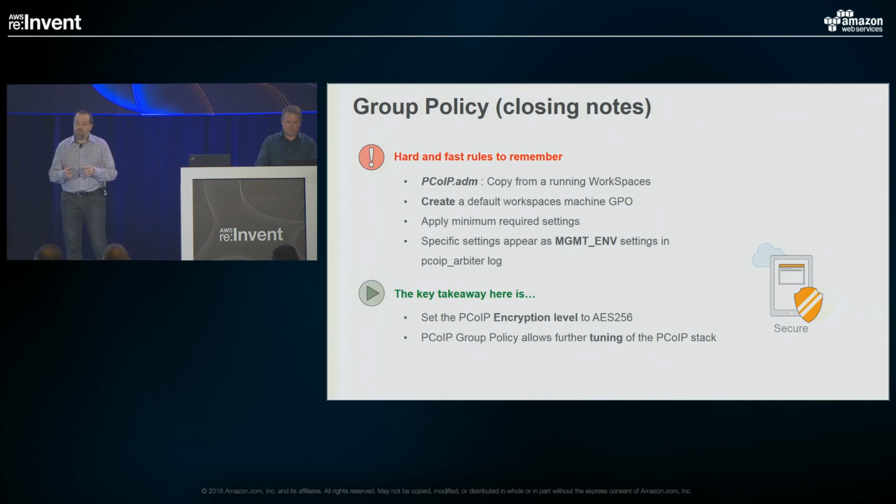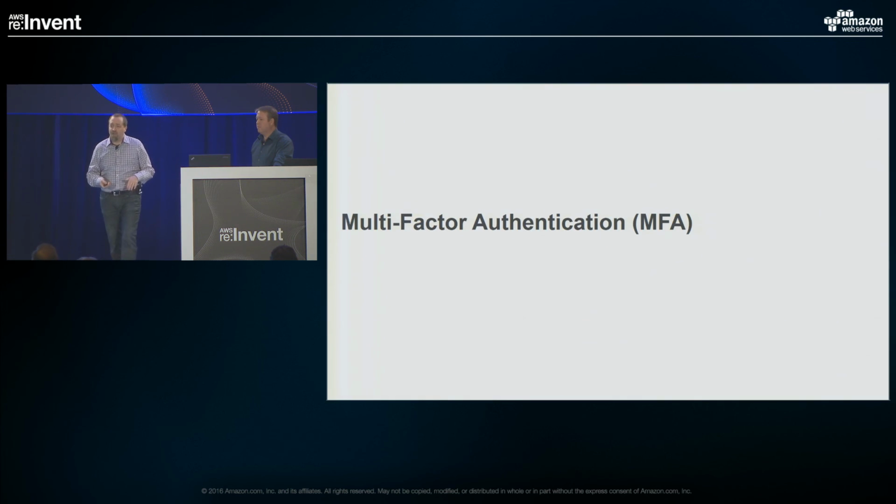Any changes that you configure are going to be reflected on the local system in the PCoIP arbiter log, and they'll appear as management environment settings in that log. We'll show that a little bit later. Our recommendation, of course, is to disable all encryption protocols except AES 256 to ensure that you have the highest security channel available. Then again, if you do need to do further tuning, you can do that in the same place.